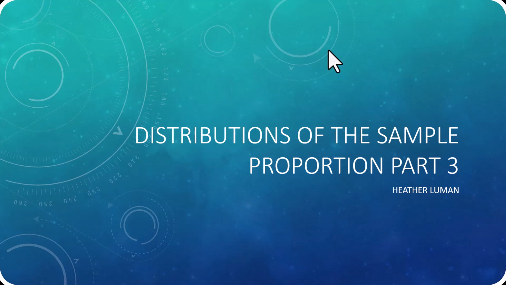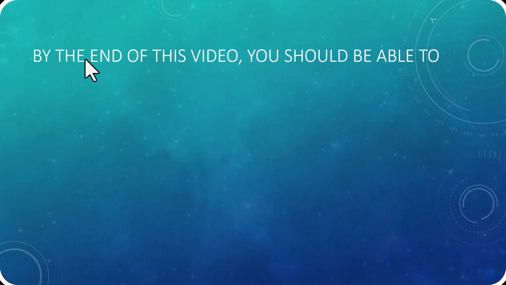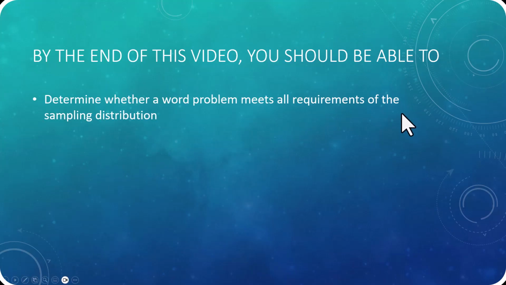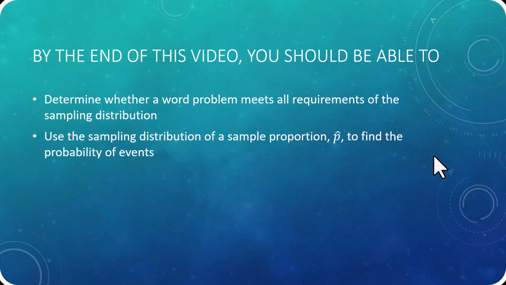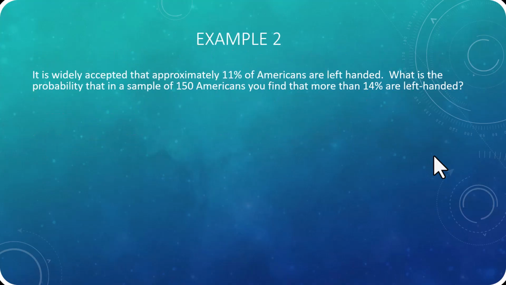Welcome to this video on distributions of the sample proportion, part 3. Let's begin. By the end of this video, you should be able to determine whether a word problem meets all the requirements of the sampling distribution, and use a sampling distribution of a sample proportion p hat to find the probability of events.